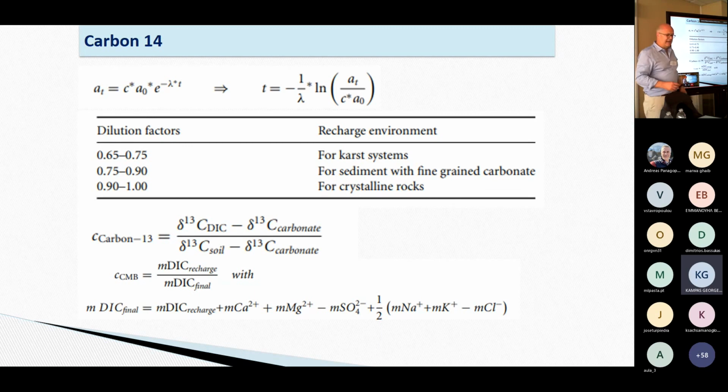And there is even a third method that I prefer. This is based on chemistry. If we have dissolution of carbonate, it will affect our chemistry. And with this formula, we can basically calculate a new correction factor based on the mass of DIC from recharge to final. And this can be calculated from the chemistry. So we actually calculate the mass of chemicals that have been added to water from the solution of carbonate. And once we know it, we can calculate the chemical mass balance correction factor that we plug in here.